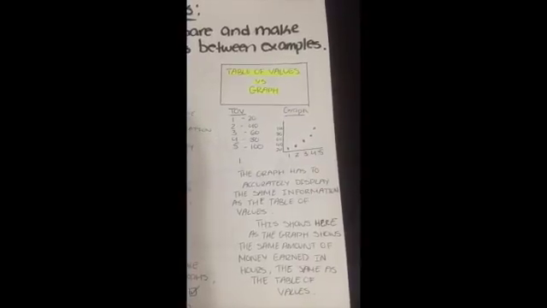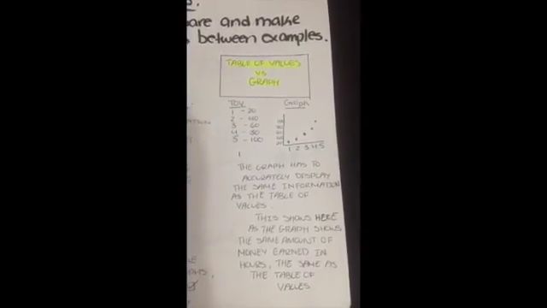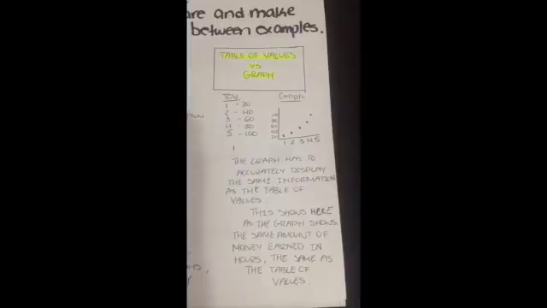This graph shows here the same amount of money earned in hours, which is also the same information displayed in the table of values. My second success criteria has been completed. I can compare and make connections between graphs, tables, and equations.